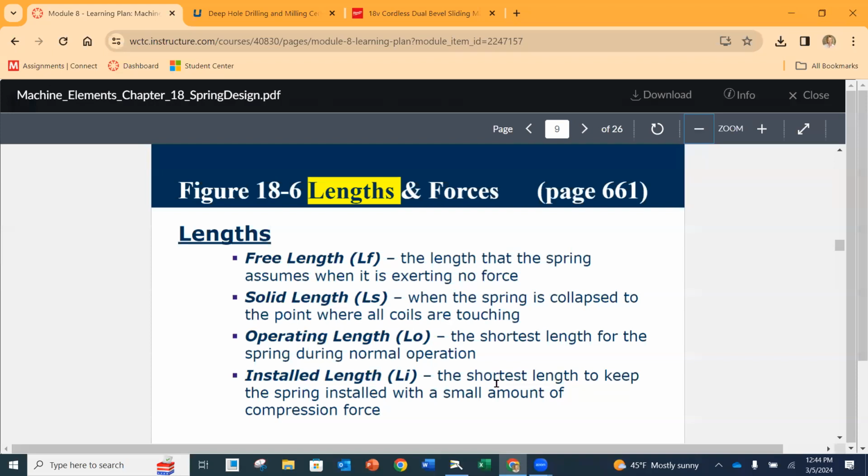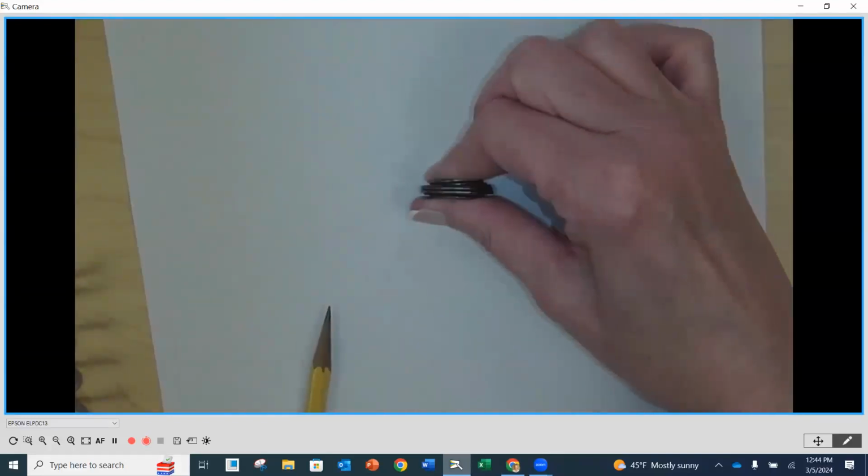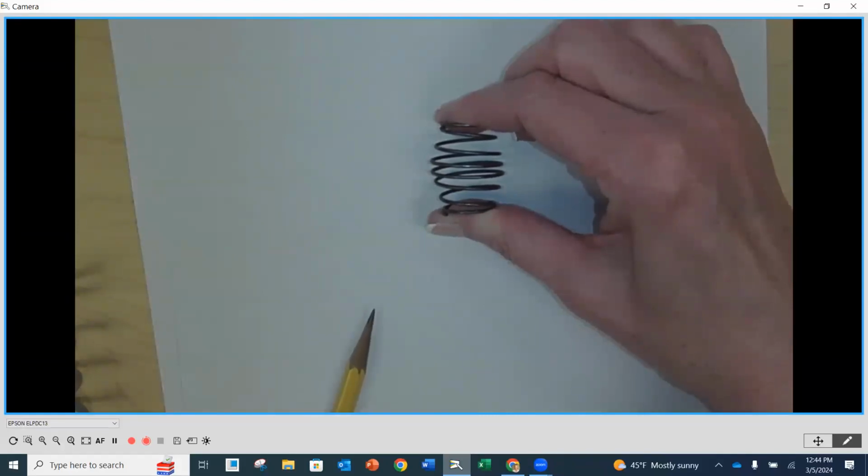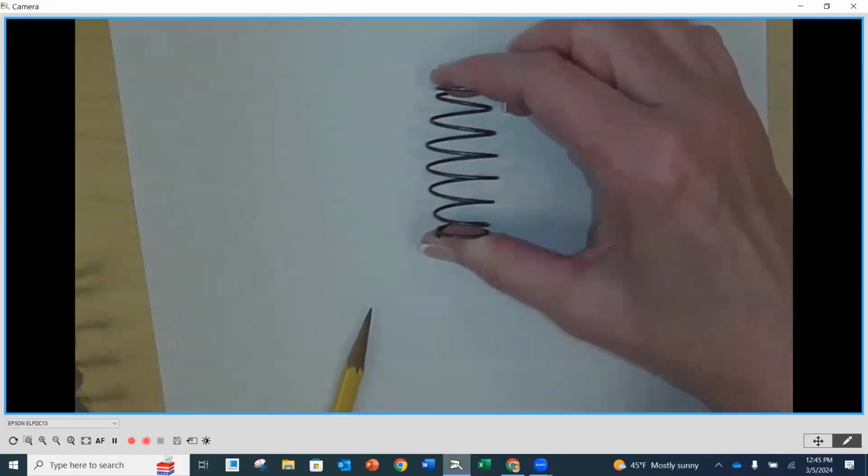The operating length is going to be the shortest length during normal operation. What we're anticipating is that there's going to be some sort of operating, in and out, and there's always going to be constant tension on that spring. So the operating length is the shortest that it's going to get while it's actually doing what it's supposed to do. So if I go underneath here, we're not at the solid length, but somewhere in between here-ish, the expected shortest distance. That would be our operating length.